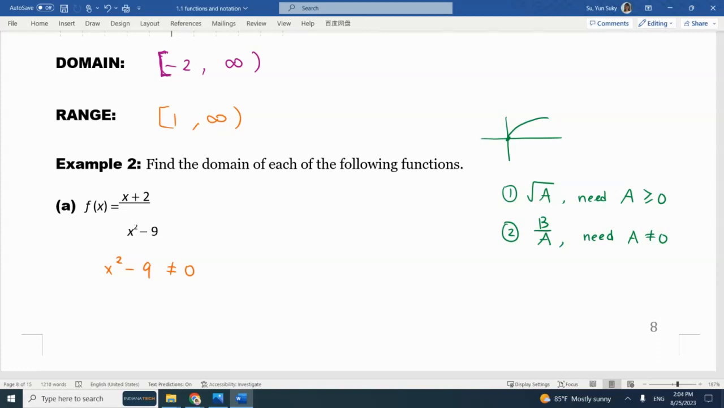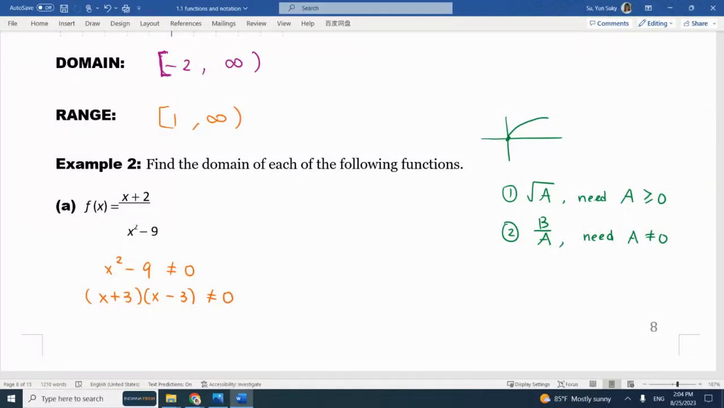When you work with an equation, you can move the 9 to the other side and take square roots. But that is for an equation. For an inequality, you cannot do that. It would be x plus 3. Yes, very good. So x plus 3, the factored form.